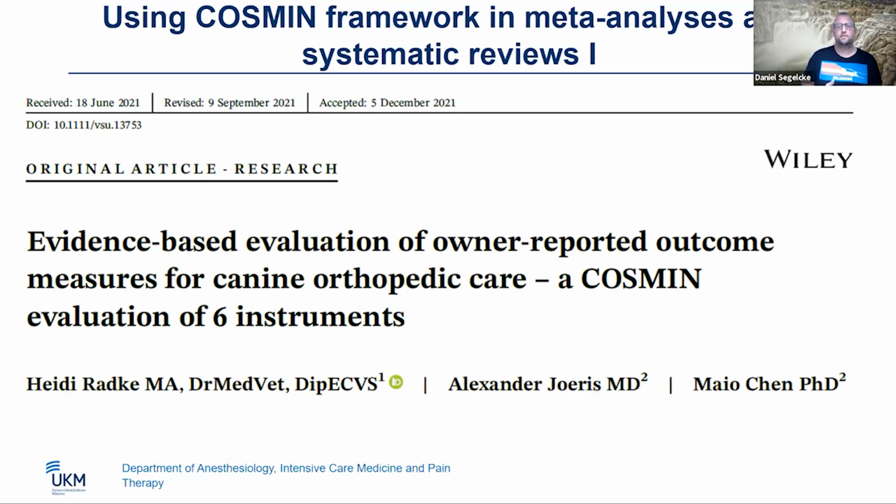Here is a systematic review about outcome measures for canine orthopedic care. Here, these authors created a systematic review and assessed the outcome measures in this context with a COSMIN framework, identified 6 instruments and described the characteristics of these measurement instruments in relation to the COSMIN framework.